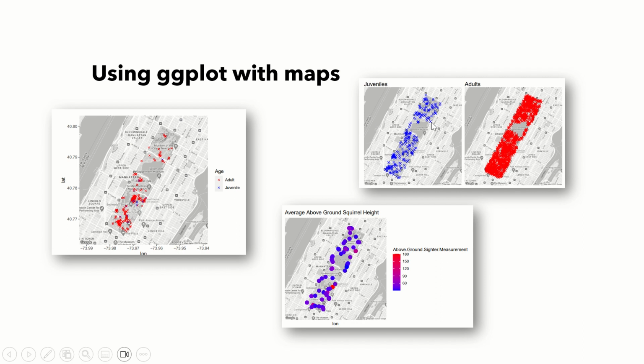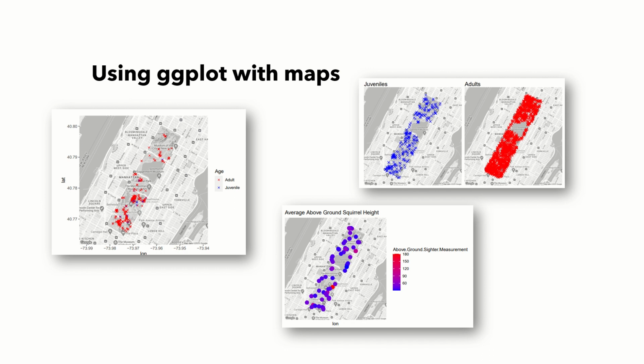And then these just show some examples of how you could then use ggplot on top of those maps. So ggplot can do heat maps. It can do basic plotting. You can create side-by-side graphs. There's a lot of things that you could do. Pretty much anything that you could do with ggplot, you could do with maps.